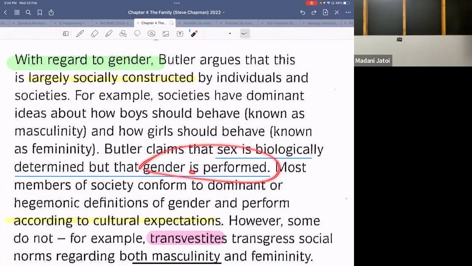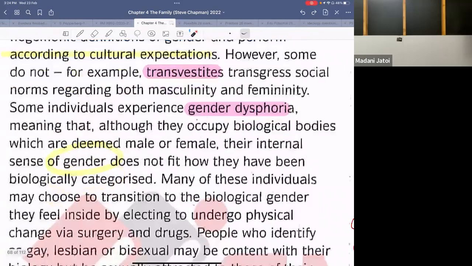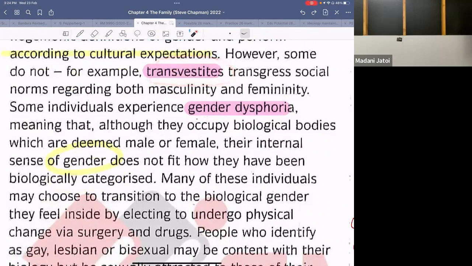Are we good there? Most members of society conform to dominant or hegemonic definitions of gender and perform according to cultural expectations. So we have different cultural expectations. The cultural expectations that we have in our part of the world are different from those in the Middle East, and different from those of individuals from the more developed parts of the world. However, some do not. For example, transvestites transgress social norms regarding both masculinity and femininity. Now, what does this word mean? Males showing interest towards wearing female clothing, and females showing interest towards wearing male clothing. Again, this is a social construct.